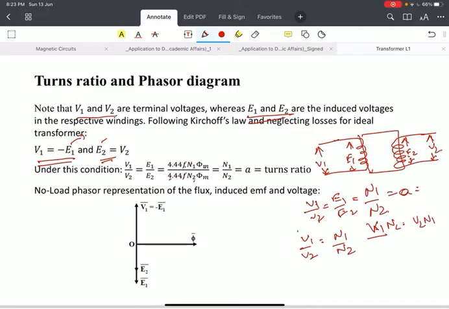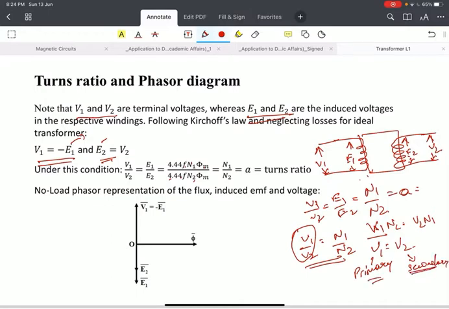From this equation, you can understand that if the number of turns in the primary and secondary are the same, then V1 is equal to V2. It's just that the voltage applied across the primary terminal of the transformer will be reflected across the secondary terminal of the transformer.